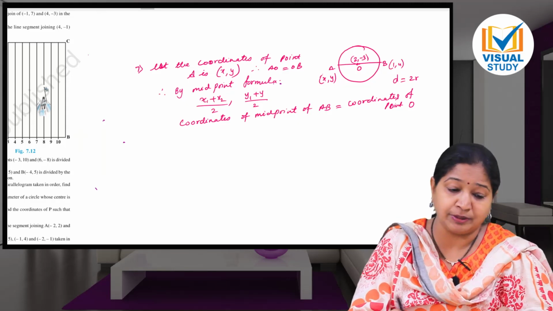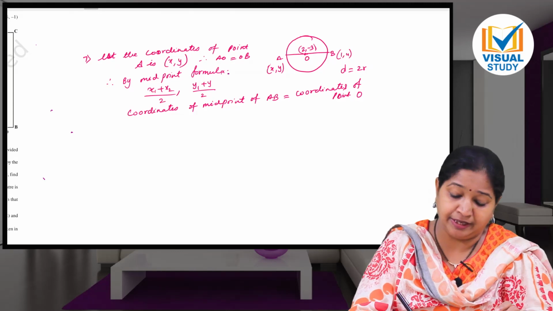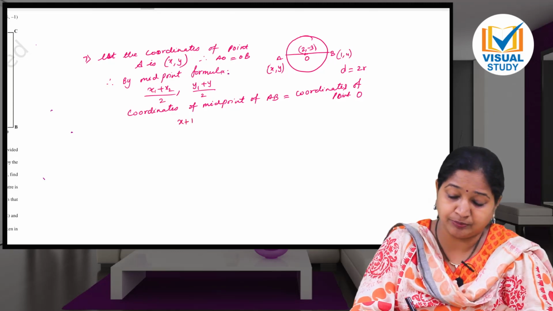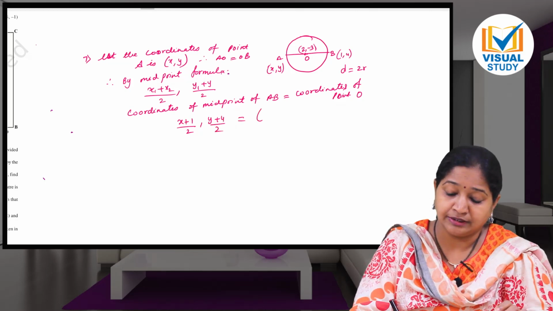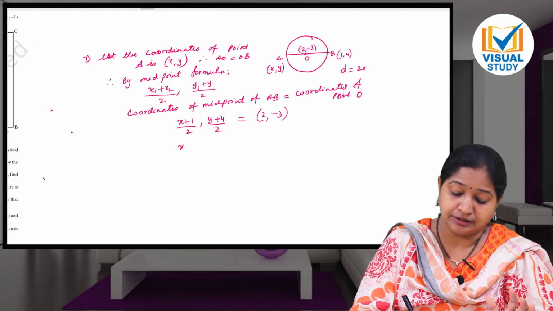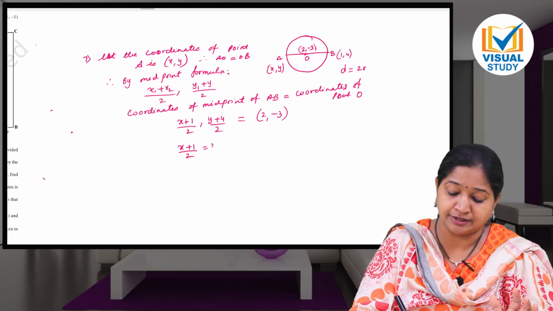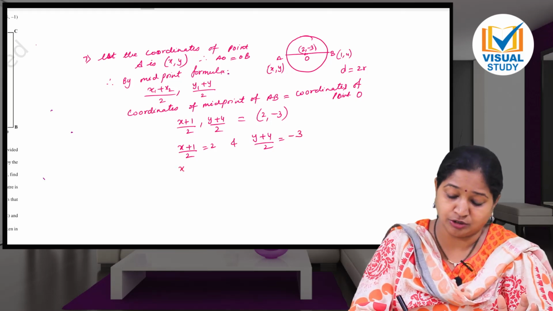So now you can use the midpoint formula and compare. Coordinates of midpoint of AB are ((x + 1)/2, (y + 4)/2). And what are the coordinates of O? That is (2, -3). Now again compare these two. (x + 1)/2 is equal to 2 and (y + 4)/2 is equal to -3. Just cross multiply it.